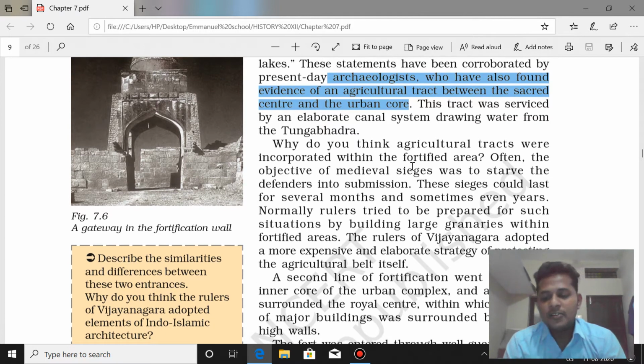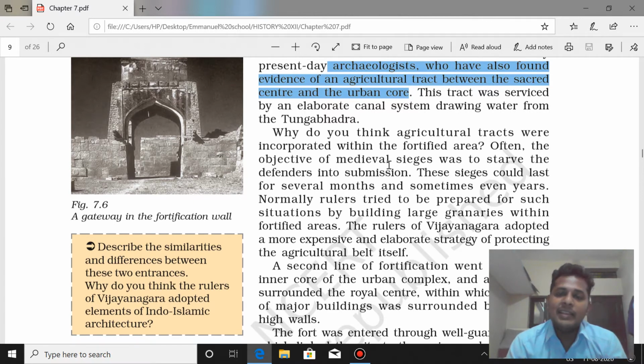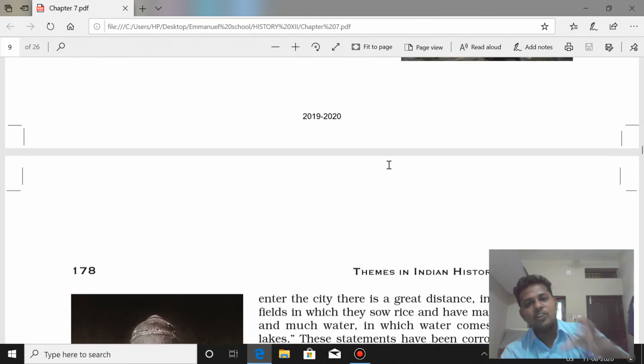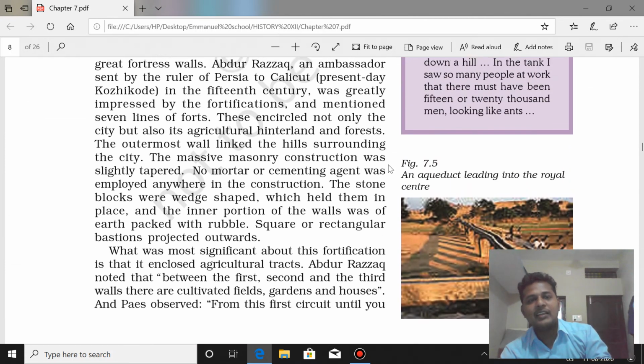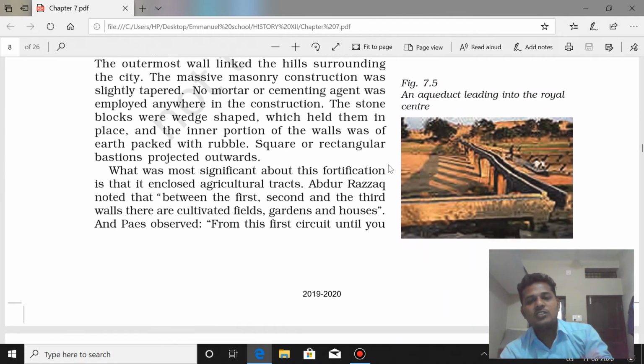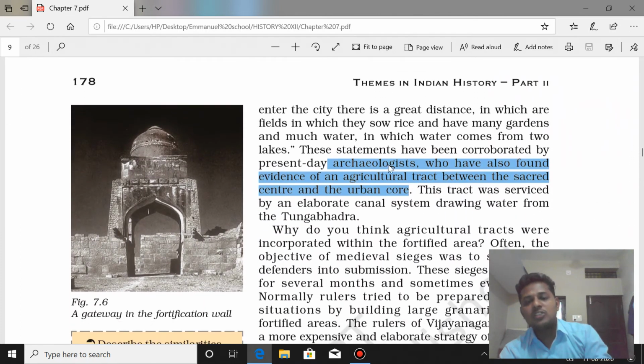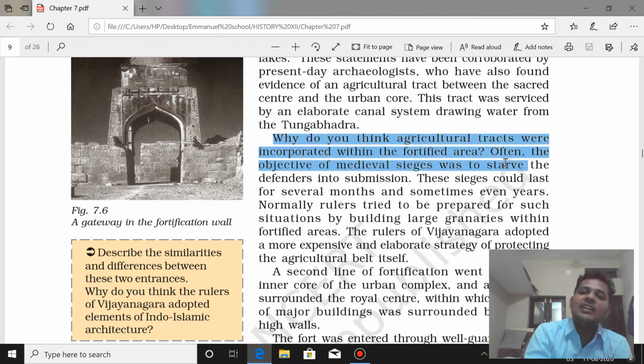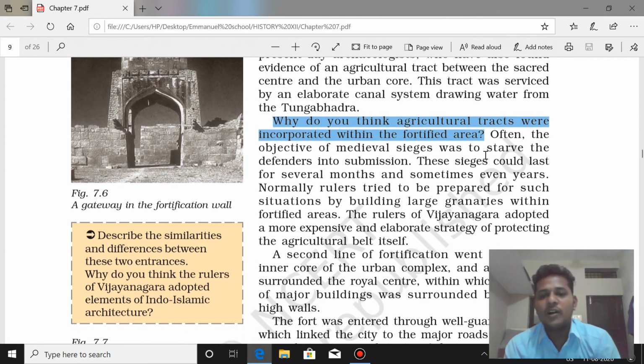So this is what surprised the visitors. Now the question in between the fortification, हम fortification एक क्वेश्चन पढ़ रहे हैं, एक लॉन्ग आंसर पढ़ रहे हैं. fortification एक सेपरेट लॉन्ग आंसर में आ सकता है. हम fortification और रोड्स लॉन्ग आंसर में एक और शॉर्ट आंसर उसमें आ सकता है, वो है कि यही क्वेश्चन फॉर्म कर दिया. Why do you think the agricultural tracts were incorporated within the fortified area? आपको क्या लगता है क्यों किया होगा?